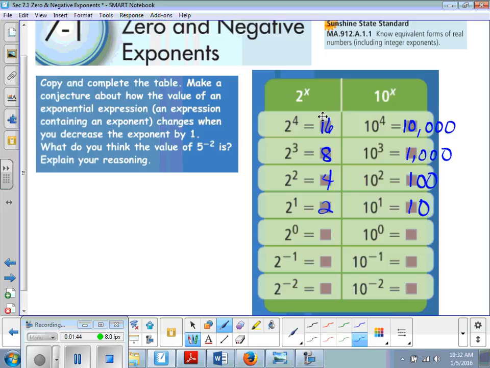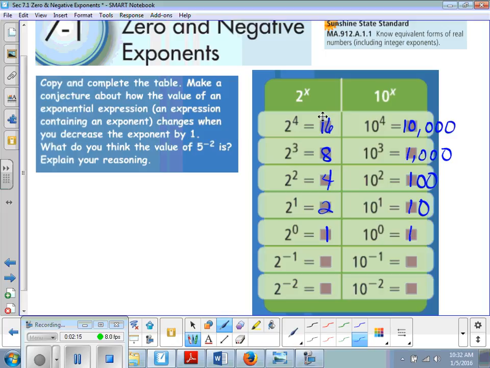So if we look at this pattern, you see it's divided by 2 each time, right? So here, this is going to be 1. And then over here, let's see, every time we come down, we're taking a 0 off, right? So here, if I take a 0 off, this is going to be 1. Now, if you notice here, 2 to the 0, 10 to the 0. We've already talked about that before, right? Anything raised to the 0 is going to be 1, okay? So we already knew that.